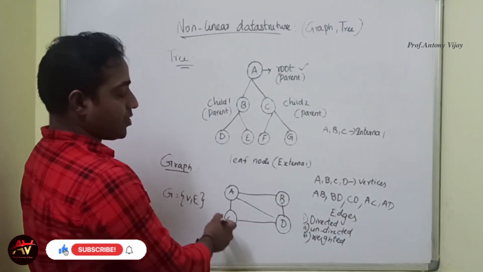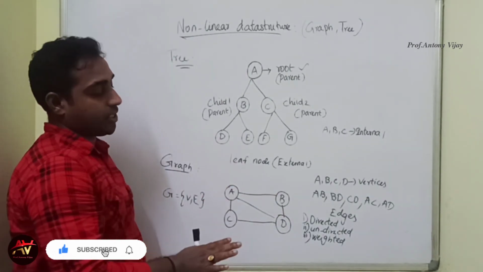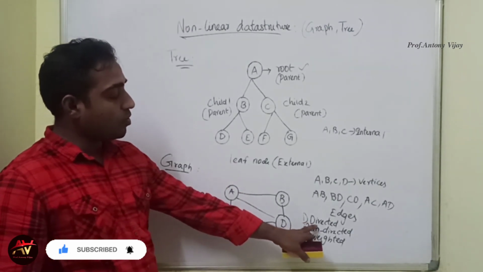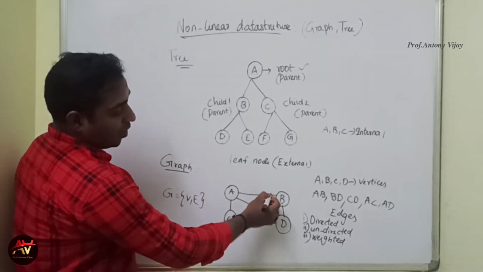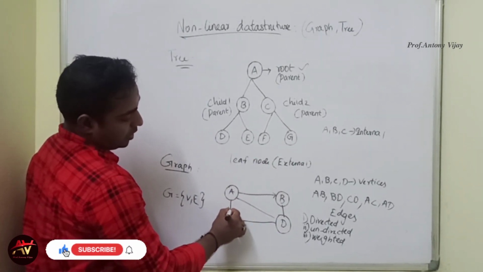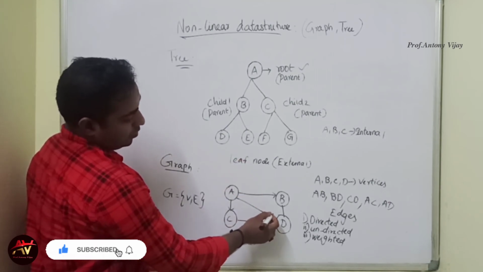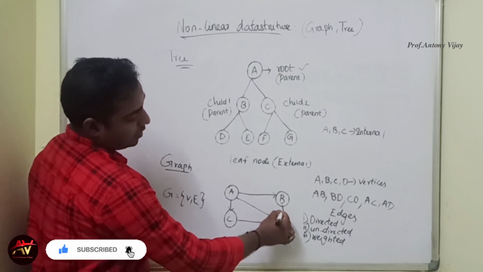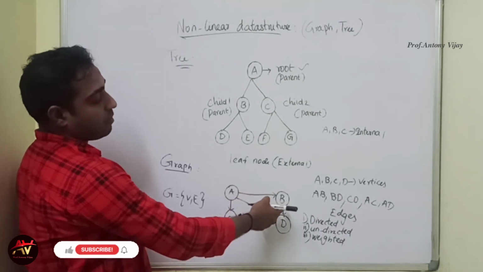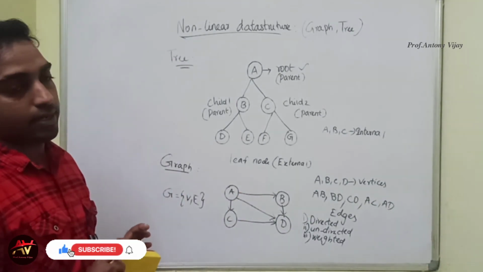So this graph is called an undirected graph because there is no direction at all. Then what about a directed graph? If you mark arrows like this, A to B, A to C and A to D, then B to D, or C to D. If you mention arrow marks, that is called a directed graph.